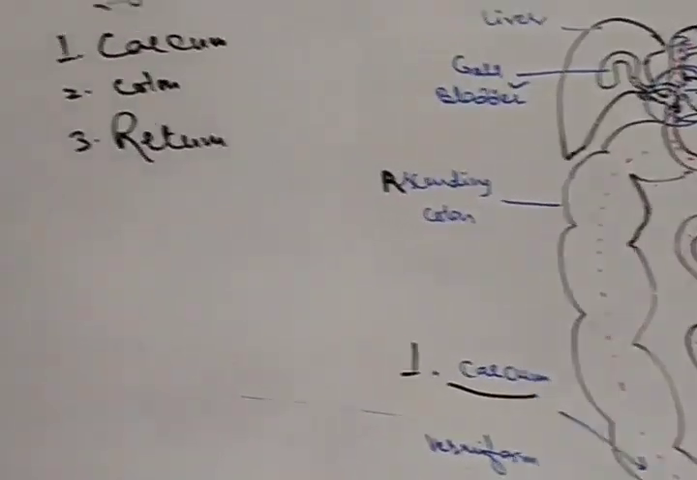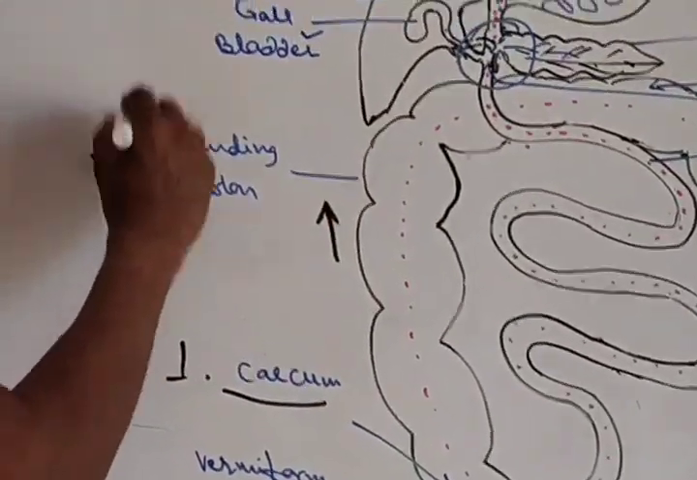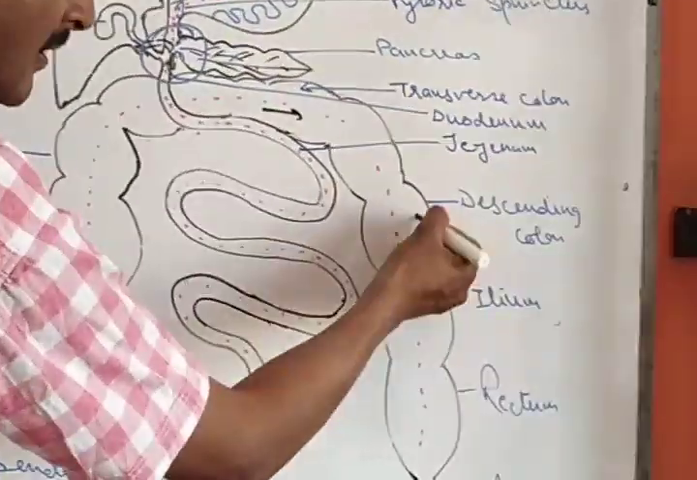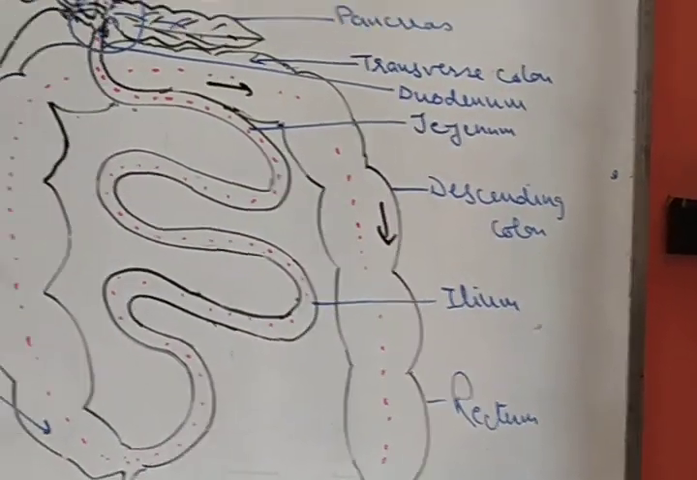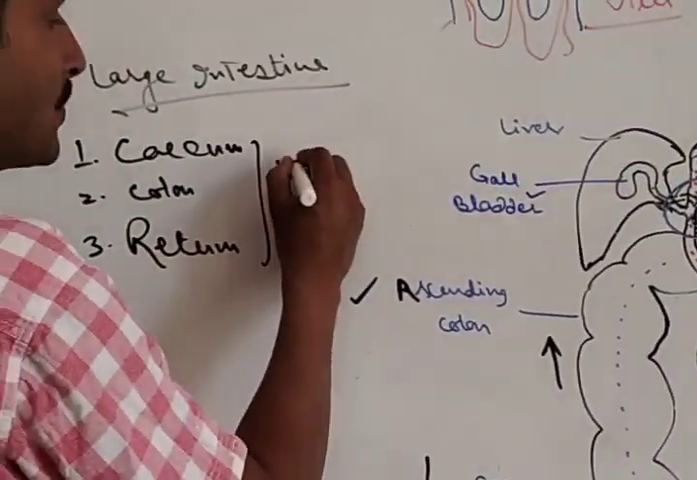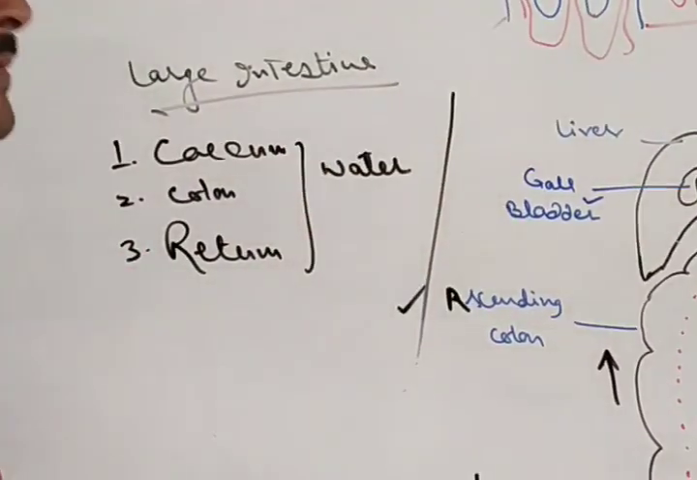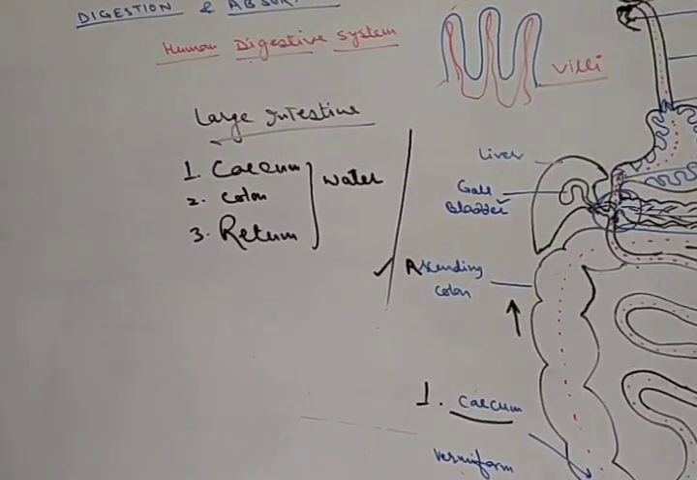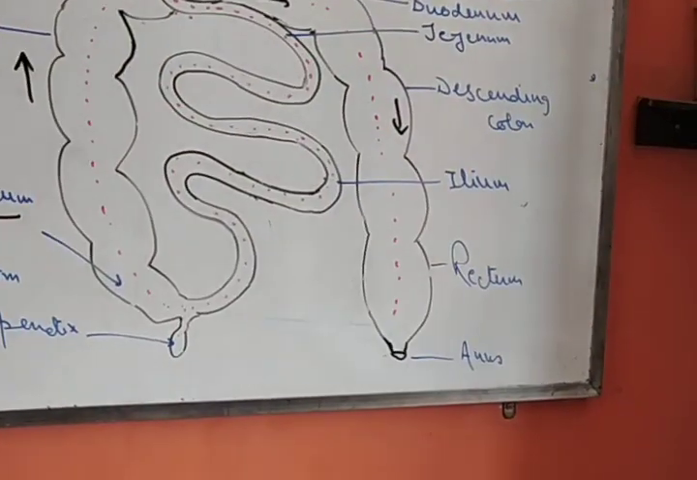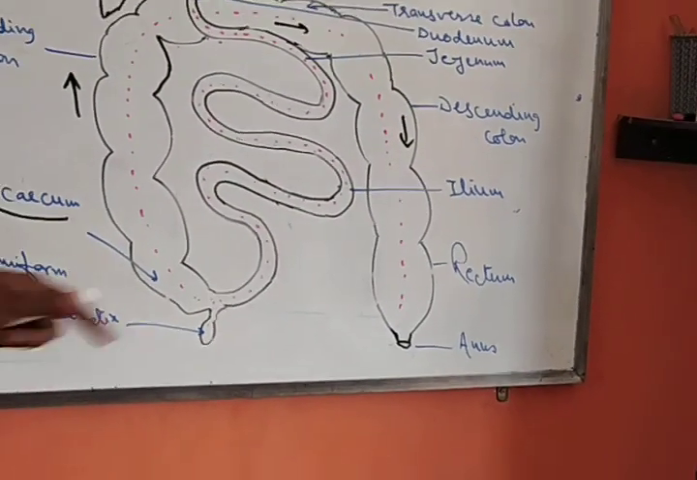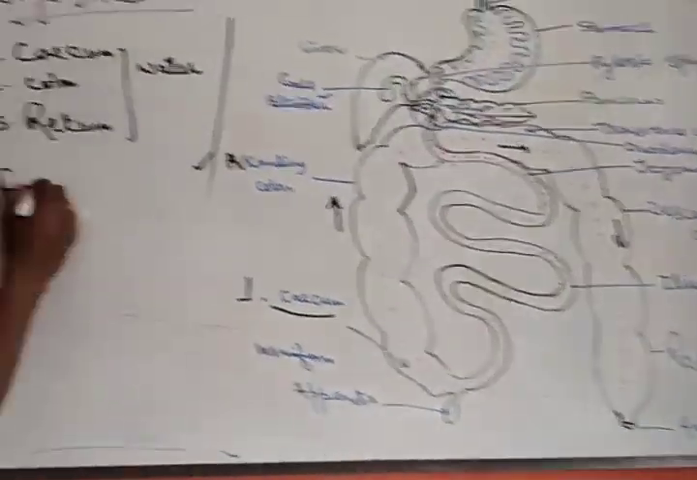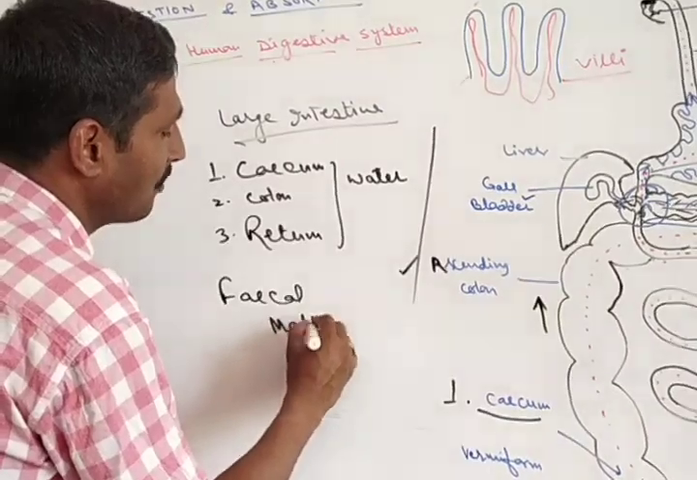Colon further has three parts. One is moving upward, that is called as ascending colon. Second part is called as transverse colon. And third part is called as descending colon. Large intestine is a major site of absorption of water from undigested food material, while the rectum is the last part of human alimentary canal, which stores undigested waste material, also called as fecal matter in terms of biology.